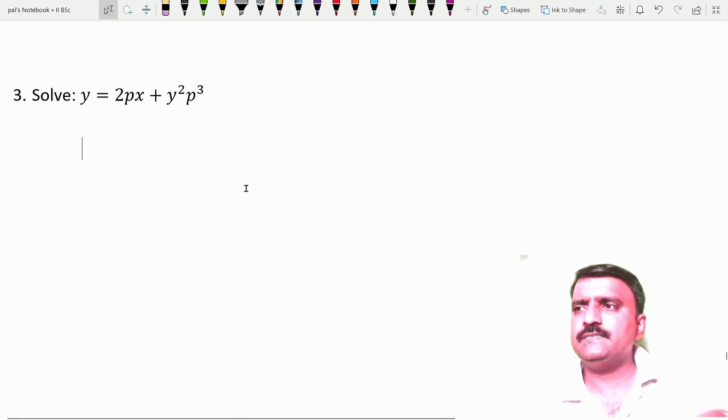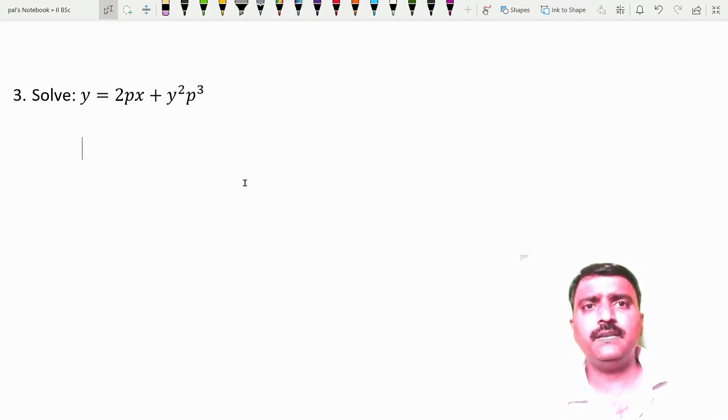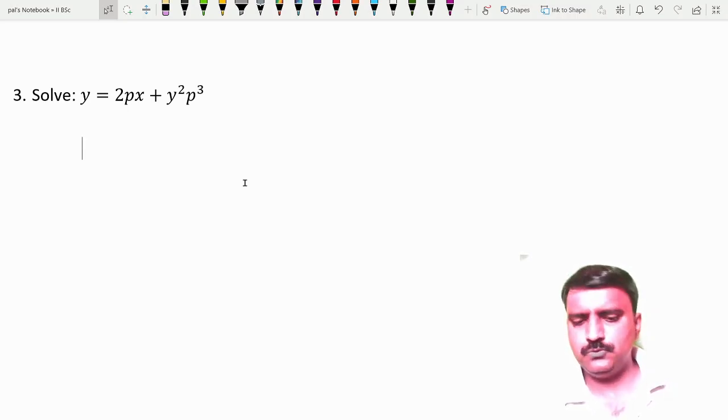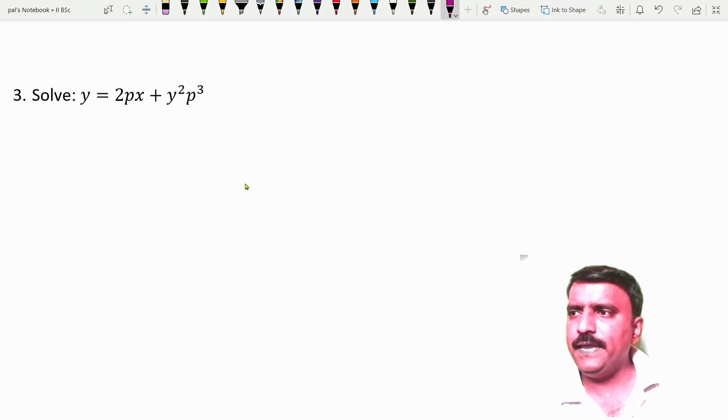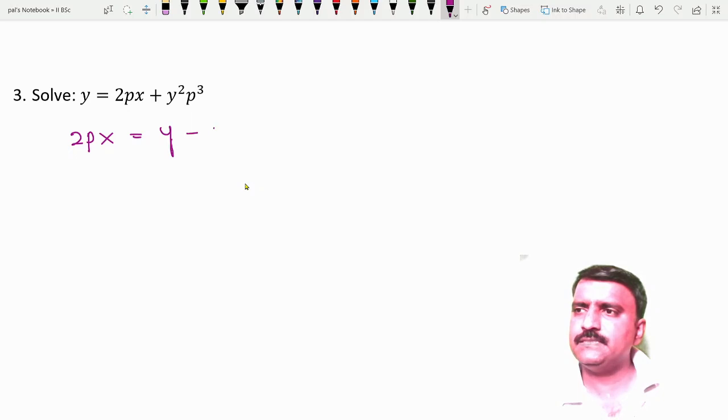As you see, this is y is equal to 2px plus y square p cube. In this problem, it is an equation solvable for x. It belongs to equations solvable for x because it consists of only one x. So that means we can write x is equal to some function of y and p. So you write 2px is equal to y minus y square p cube.